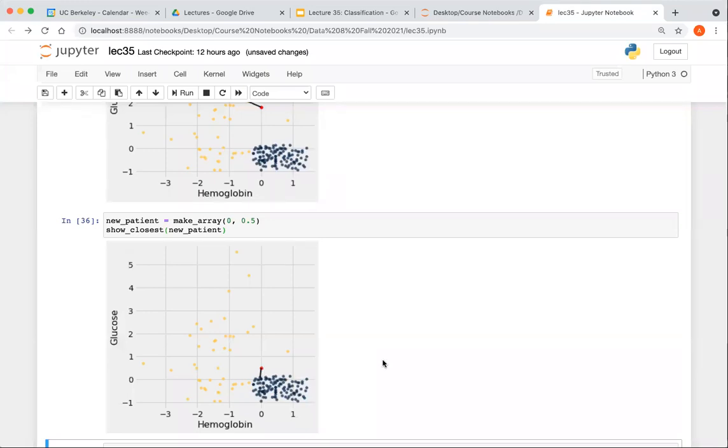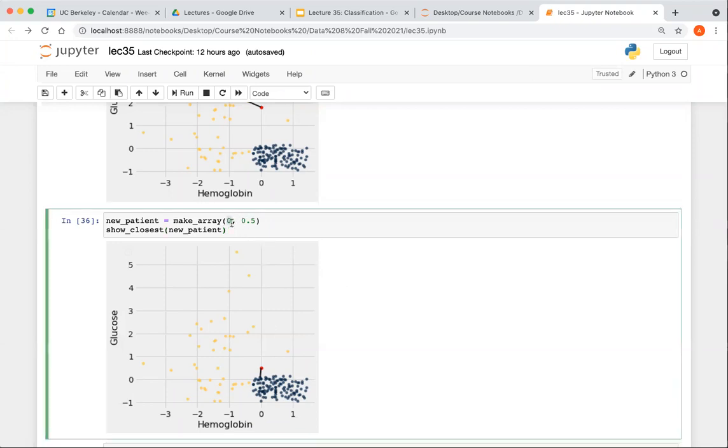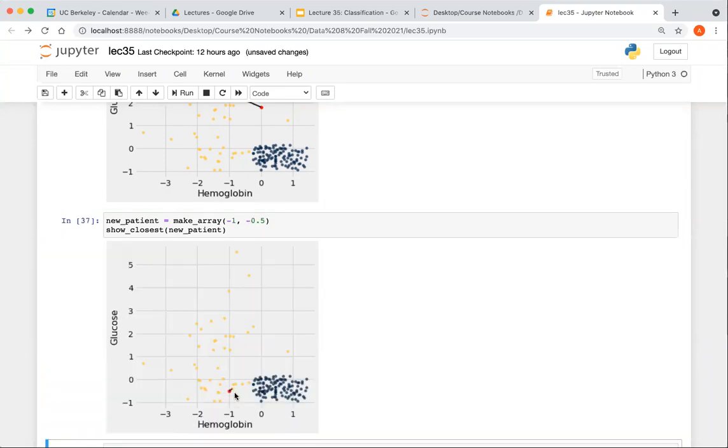Okay, so now can we change it a little bit? Can you make up a new patient and let's see what happens with the prediction. Anybody? -1 and -0.05. Okay, -1 and -0.05, the closest point was that one there. And so we are going to predict gold.